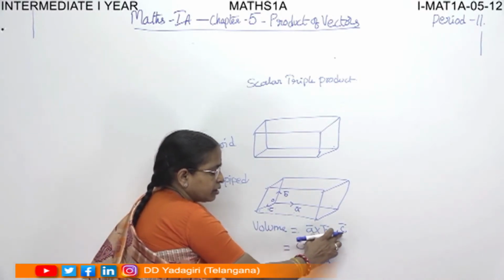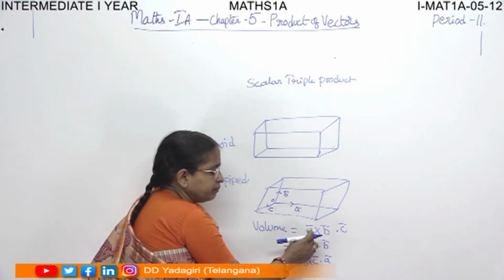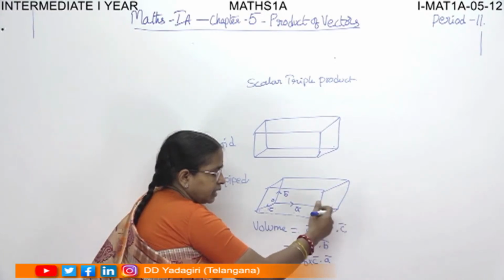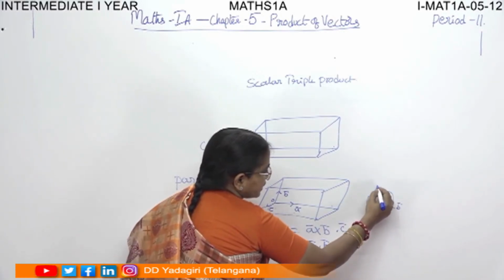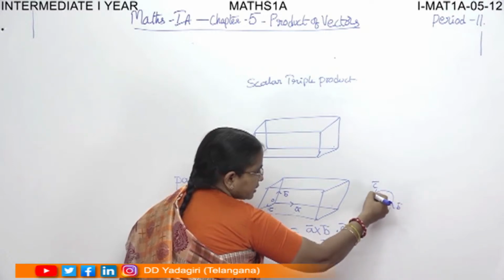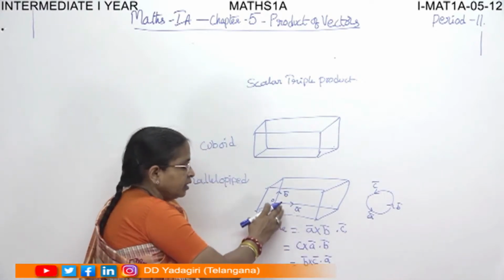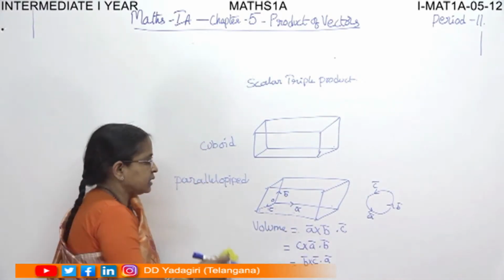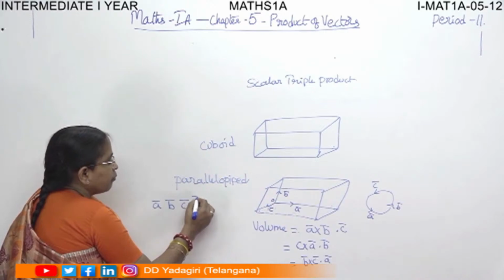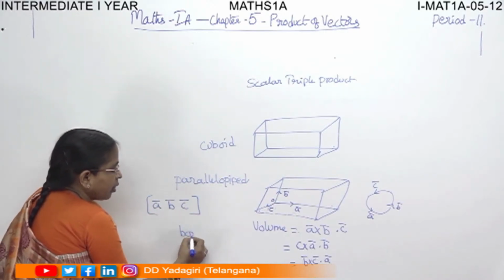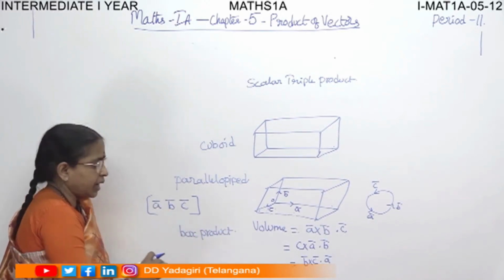So A cross B dot C is the same as B cross C dot A, which is the same as C cross A dot B. That means when the cyclic order is maintained, A, B, C, then B, C, A, or C, A, B, this scalar triple product value remains the same. So we denote this scalar triple product by this symbol. It is called the box product of the three vectors A, B and C.